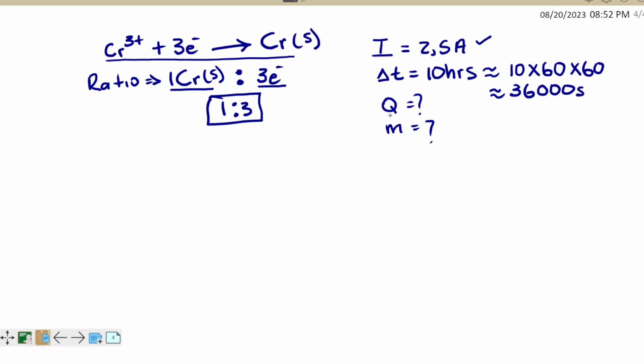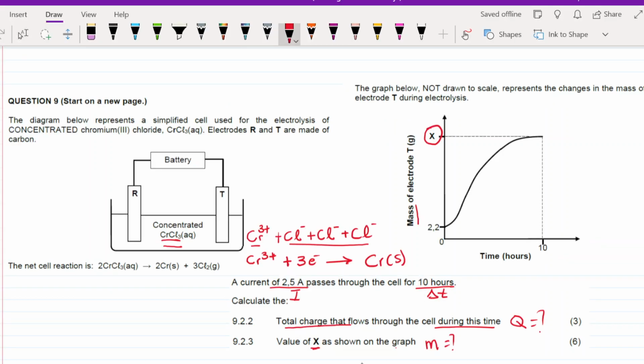So we want to find the amount of charge and want to find the mass. I'm going to make a sequence of calculations which will lead me to the mass that I need. But remember on the graph, the initial mass they said is 2.2 grams. So we must now find the final mass for the period of 10 hours.